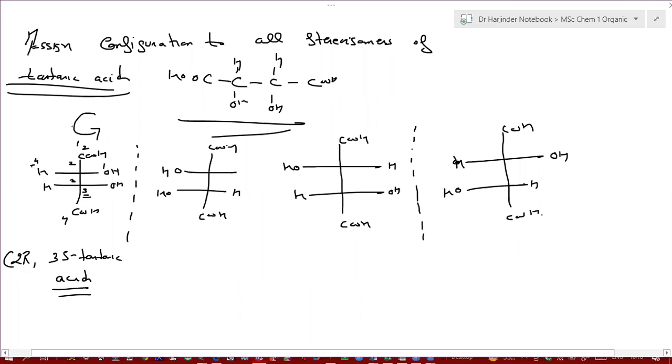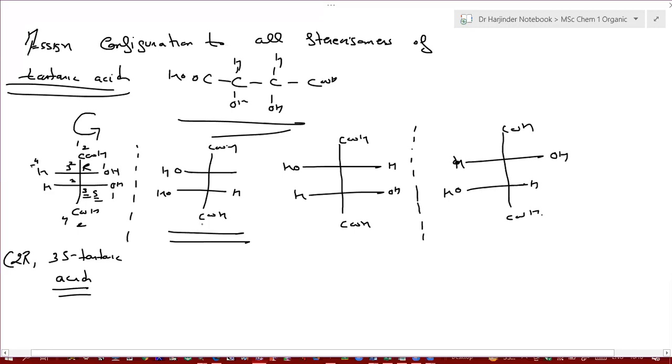It's moving anti-clockwise, so it is expected to be S, but the lowest priority group is above the plane. So you have to write down the opposite. So it is R. And at carbon number 3, again 1, 2, 3, so it's moving clockwise. Lowest priority above the plane, so it is S. So it is 2R, 3S. What should be here?